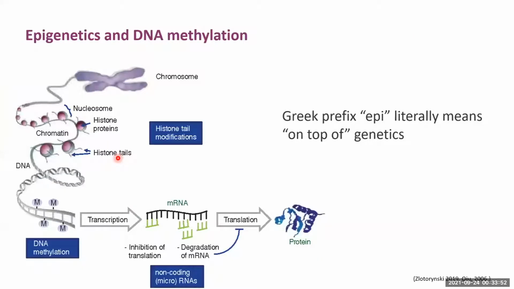In this slide, I would like to give a brief introduction about epigenetics and DNA methylation. Epigenetics refers to stable heritable traits that can't be explained by change to the DNA sequence. Epi, a Greek prefix, means on top of genetics. So it refers to another layer of control on top of the DNA sequence.